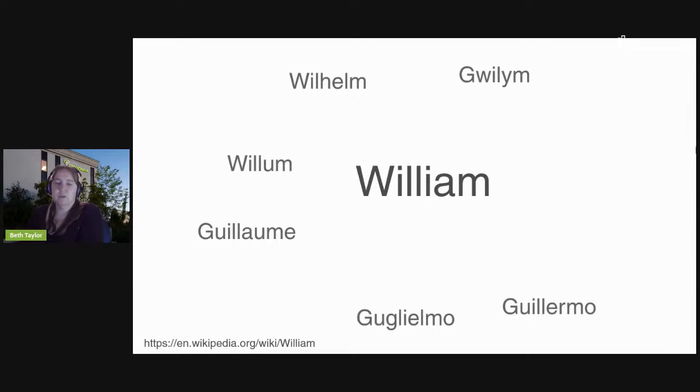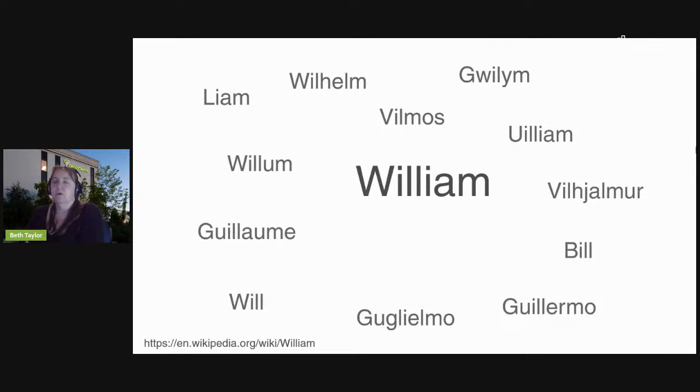So if all you ever look for is William, you might be skipping the records with your ancestor's name. So don't just look for the translation, but also look for the nicknames like Will or Bill or Liam, for that matter, or even Memo or Guy, which are all nicknames for William.